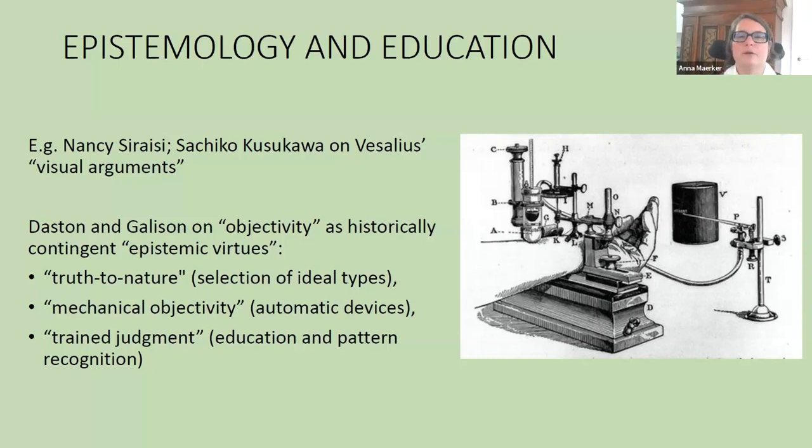A key example here for mechanical objectivity, for instance, the sphygmometer on the right, with an example of the automatic recording of pulse patterns, ostensibly thereby bypassing the subjective perception and judgment of the observer. Now, historians have qualified Daston and Galison's chronology, but their definition of these three distinctive conceptions of objectivity has been widely adopted as a useful shorthand for different understandings of the function of images.